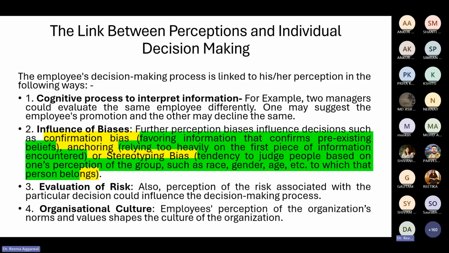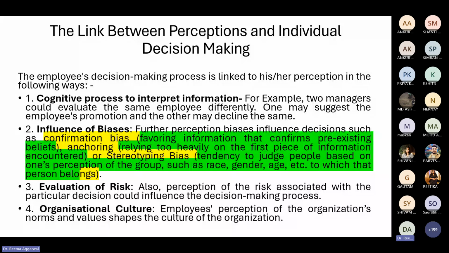Now, why are we studying perception here? It is a management class, an organization behavior class. Why are we studying perception? We are studying perception because perception impacts individual decision making. I believe that in future you will all become managers. You will be going to top positions.